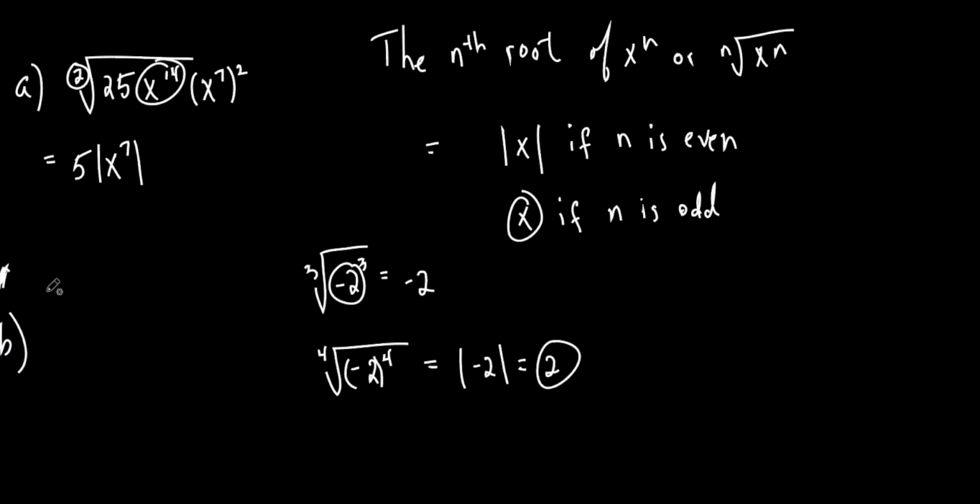B. What if we put a negative out in front, then we put 49, and we go y squared and z to the 12th.